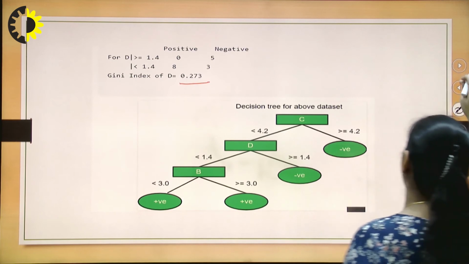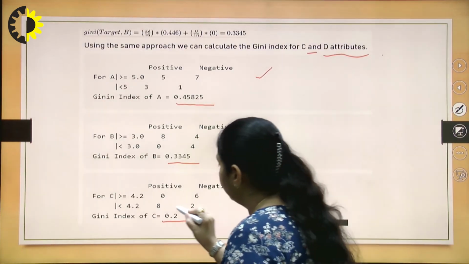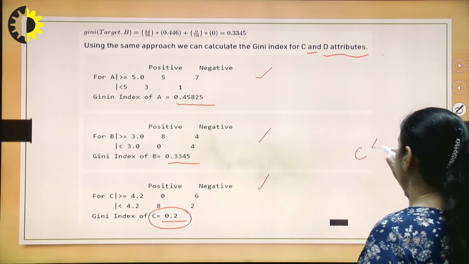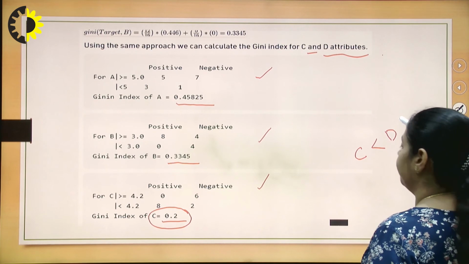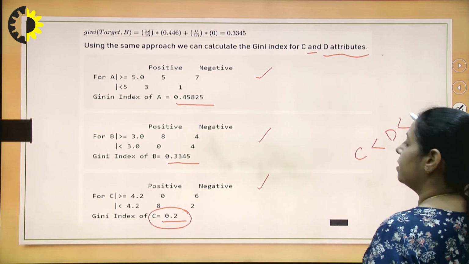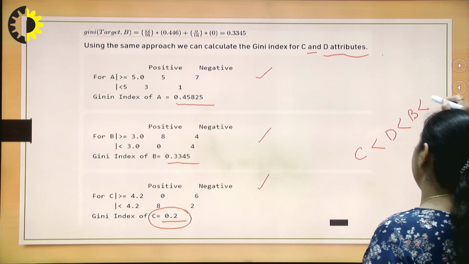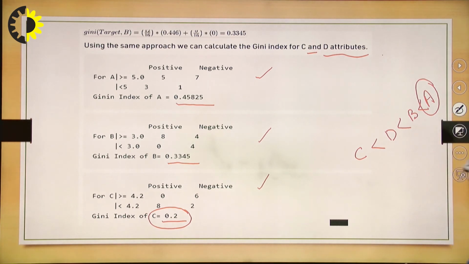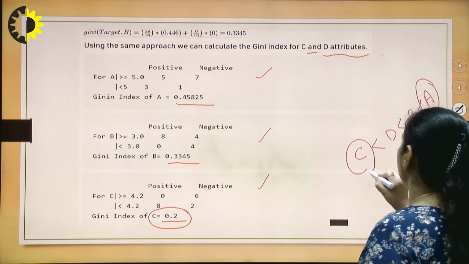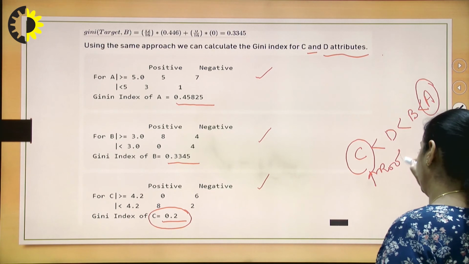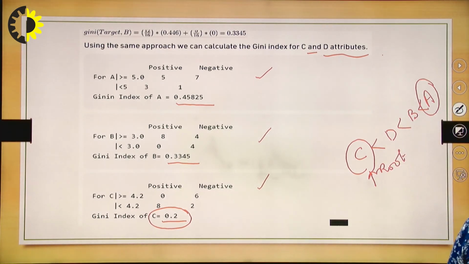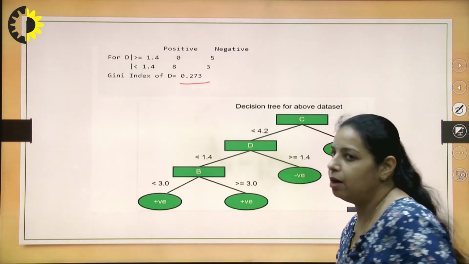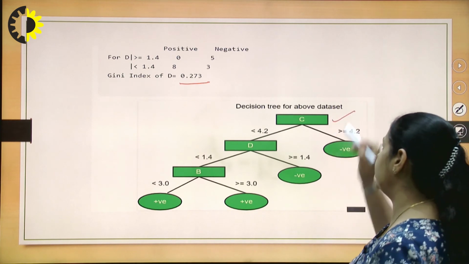Now, the smallest value of Gini index is with this category, that is C. So C's Gini index is less than D's, D's Gini index is less than B's, and B's Gini index is less than A's. So the highest Gini index comes out for A and the lowest for C. It means we are going to consider C at the root node. And we will take the decision according to that in our decision tree. So after deciding that C comes at the root node, we put C at the top.